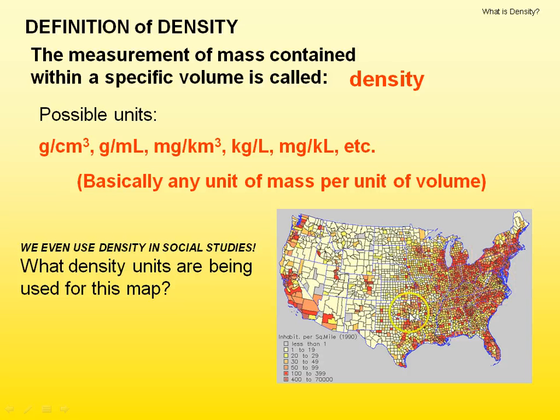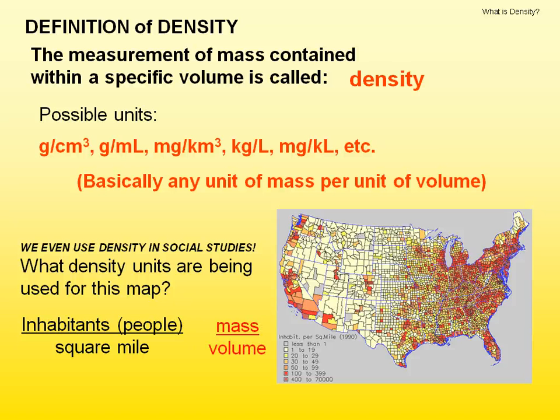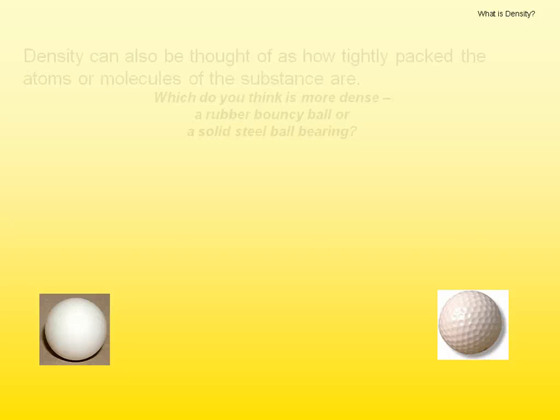And as we get into the darker colors, we get more people per square mile. So if you want to live somewhere where there aren't many people at all, I would probably live in the central west because it just doesn't look like there's a whole lot of people there. And again, inhabitants per square mile is the same as mass per volume.